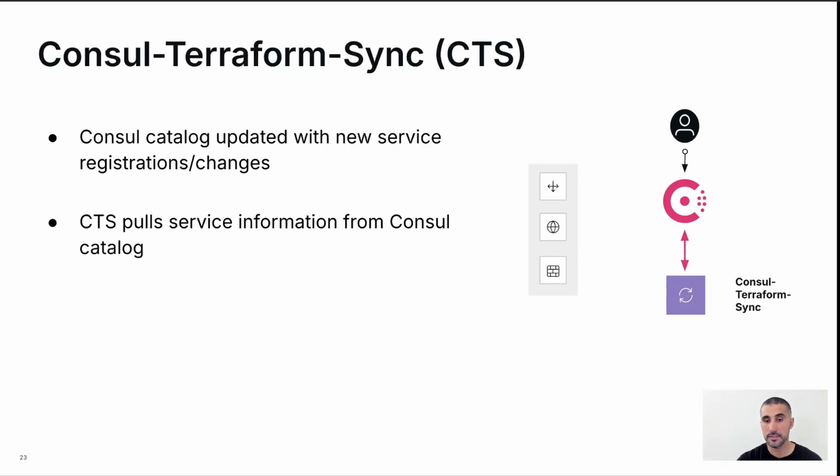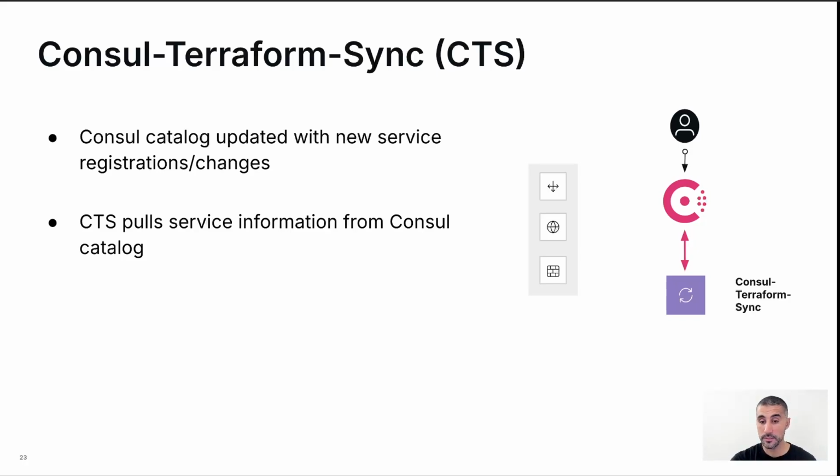Once a change is detected, CTS pulls service information from the Consul catalog and dynamically generates a new Terraform manifest. This means that instead of waiting for manual intervention, CTS automatically triggers the Terraform run and applies the required changes. Those changes could include updating the load balancer configuration, modifying a firewall, adding new DNS, or adjusting DNS records to reflect the newly registered services.